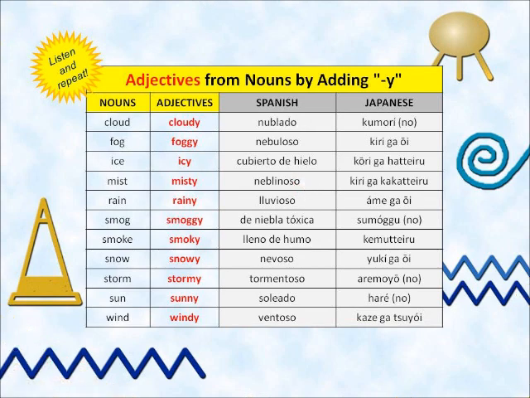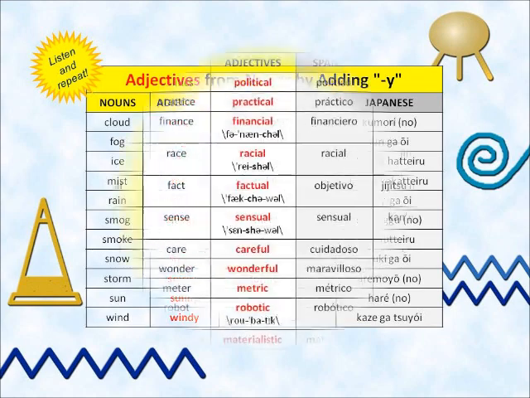Adjectives can be made from nouns and verbs by adding suffixes. Here are some examples describing the weather. Cloudy. Foggy. Icy. Misty. Rainy. Smoggy. Smoky. Snowy. Stormy. Sunny. Windy. Listen and repeat.